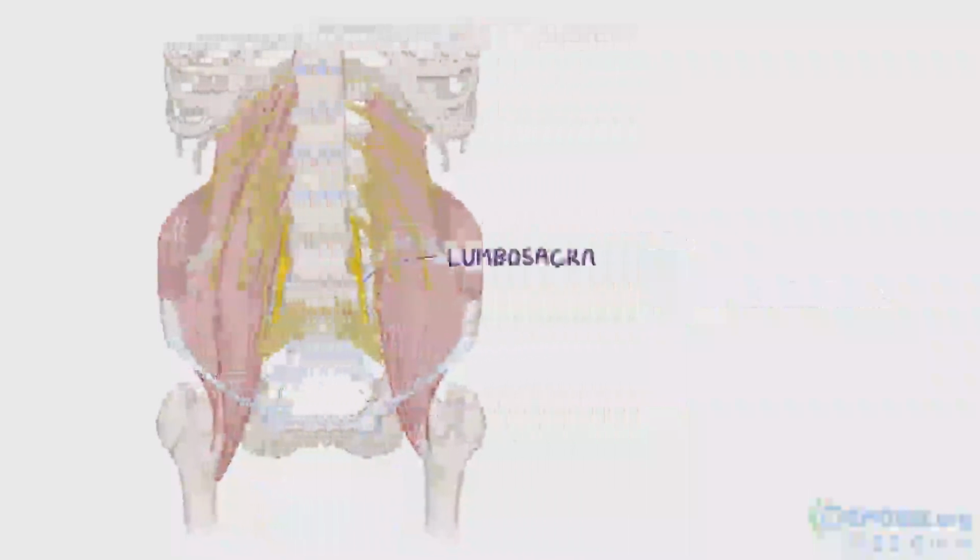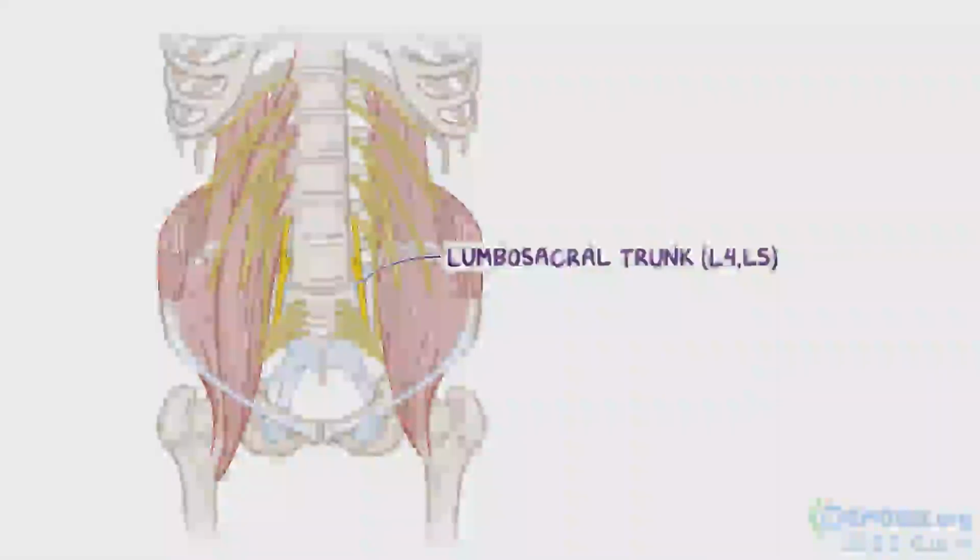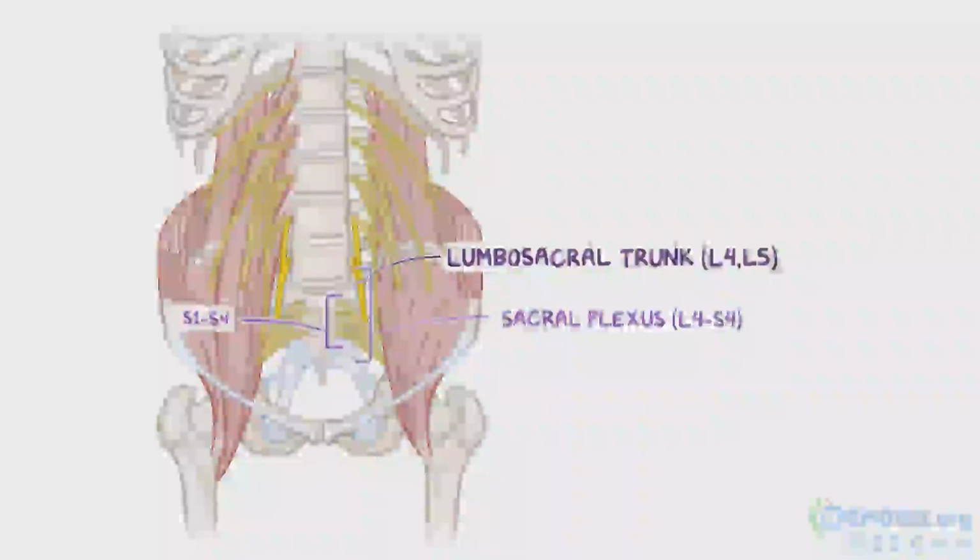Finally, the lumbosacral trunk, which is formed from the anterior rami of L4 and L5, passes over the ala of the sacrum and runs inferiorly into the pelvis to contribute to the formation of the sacral plexus, along with the anterior rami of the S1 through S4 nerves.